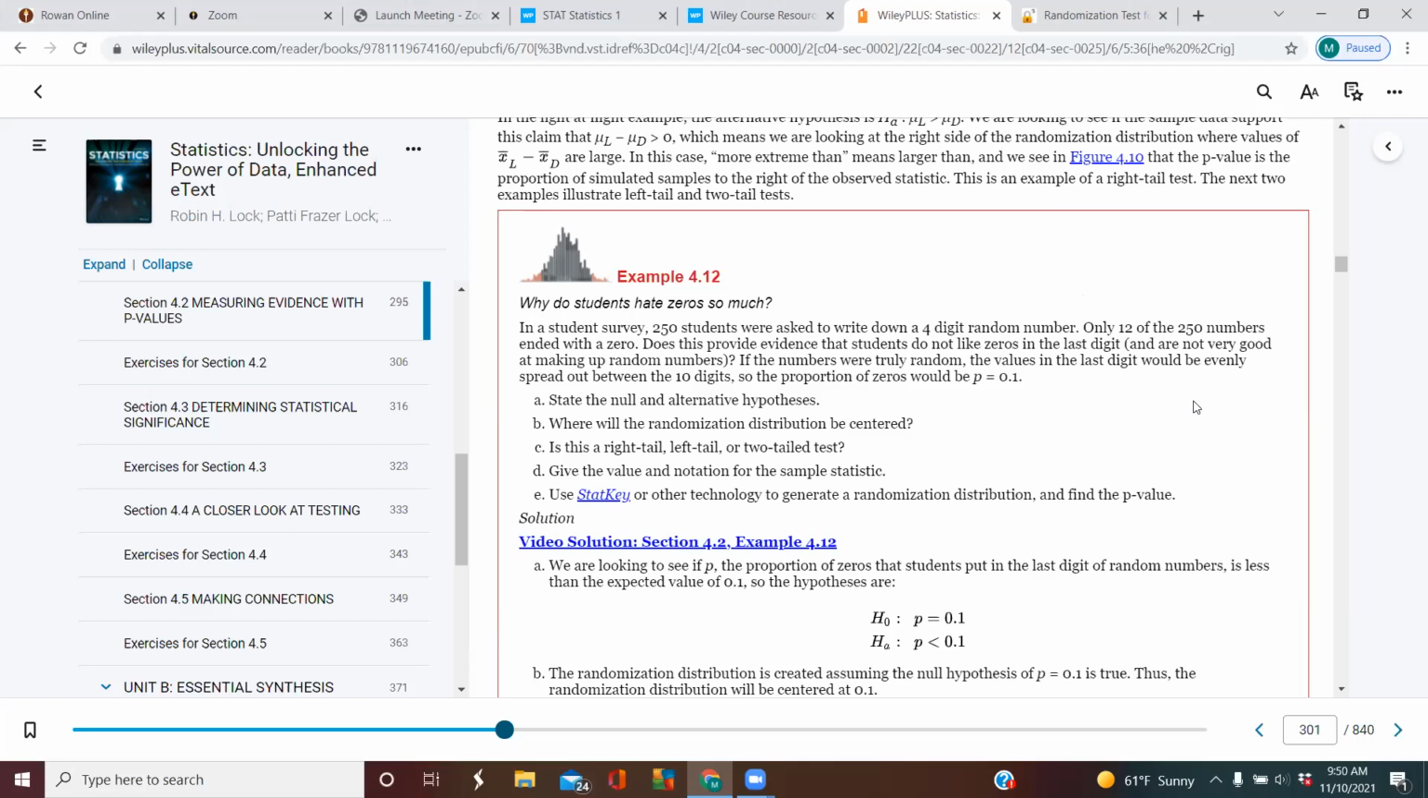Now, we would expect on average that 10%, or about 25, of those numbers should end in 0, because there are 10 numbers from 0 to 9, and you would think randomly any number, including 0, would have a 10% chance of being selected as the last digit in a 4-digit number. But in this case, only 12 of the 250 numbers ended in a 0, which is actually a 0.048 or a 4.8% chance. So the question is, is that a significant result?